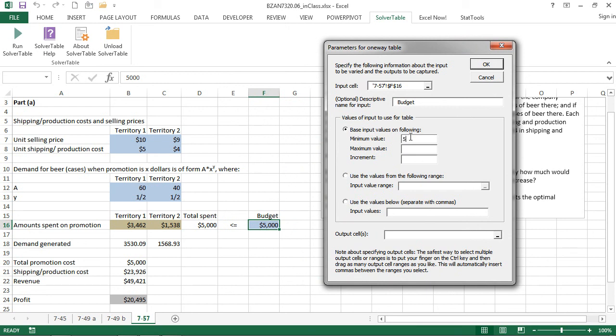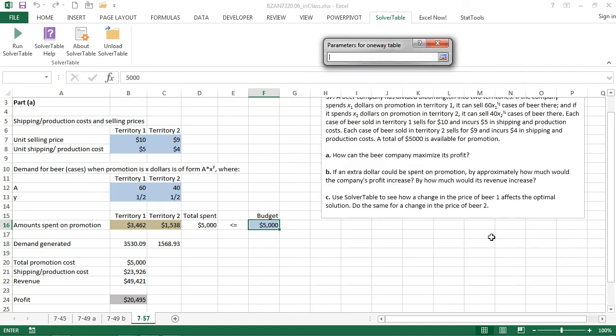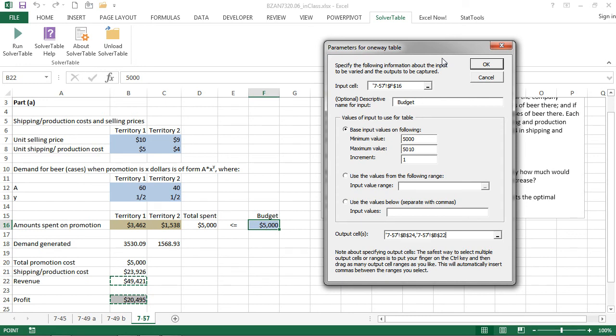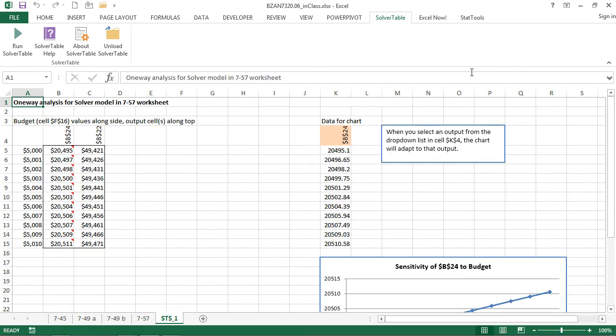And I want to say the minimum is 5,000, which is my starting point. The maximum is, well, it says by $1, right? So I'm going to give it a maximum value of 5,010 with an increment of 1. So I'm going to use 10 different increases. And for my output cells, what do I want? Well, it says how much would profit increase and how much would revenue increase. So I want profit and I want revenue as my output values. And so now I'm going to hit OK. And there's my answer.